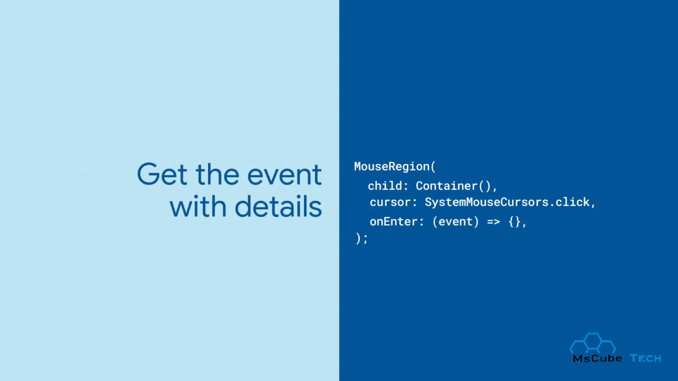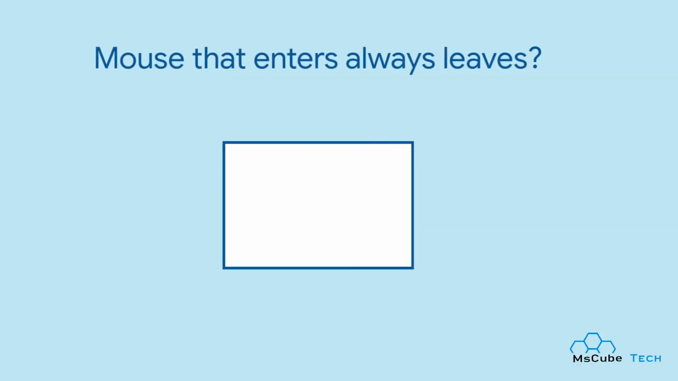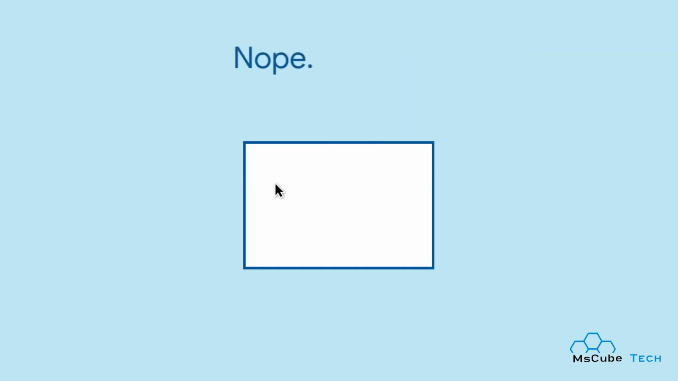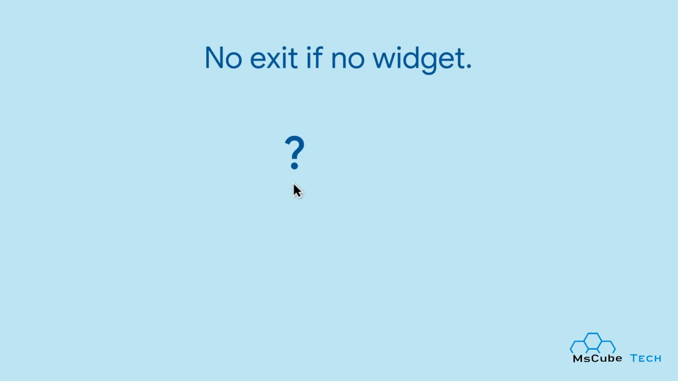That callback is given a pointer enter event, giving you things like the coordinates for the mouse or whether the button is being pressed. OnHover and OnExit are similar, being called every time the mouse changes position within the widget or leaves the widget. Now, you might think that for every time OnEnter is called, OnExit will also be called. After all, what enters must also leave, right? Nope. What if the widget simply disappears? Sometimes the mouse region might leave the widget tree. This does not count as the mouse exiting, and the OnExit callback will not be called.